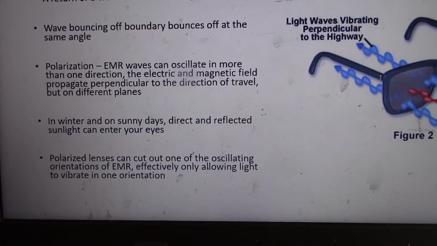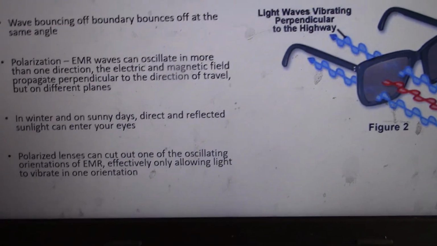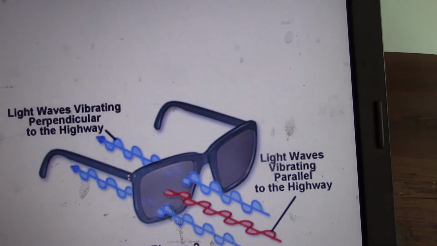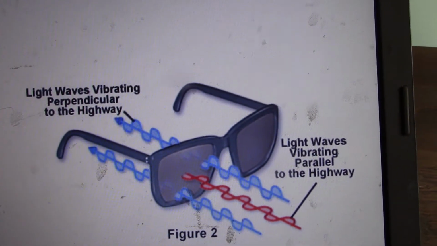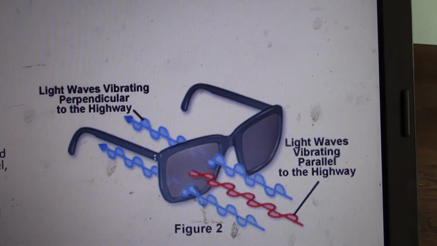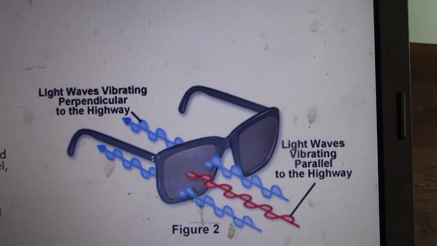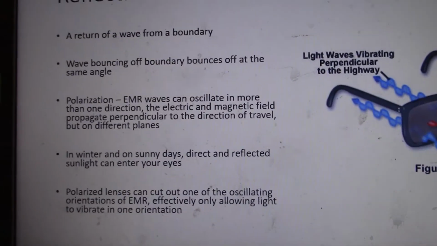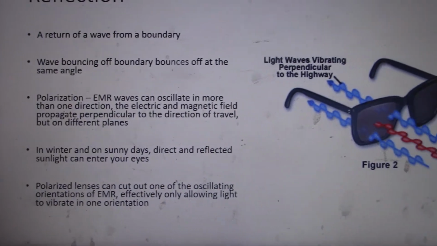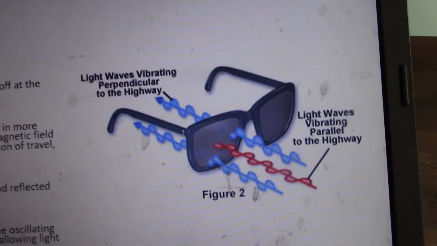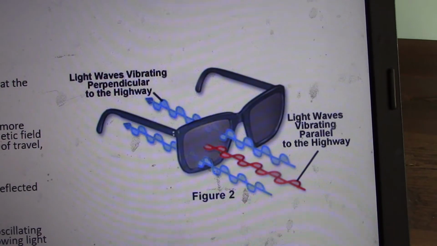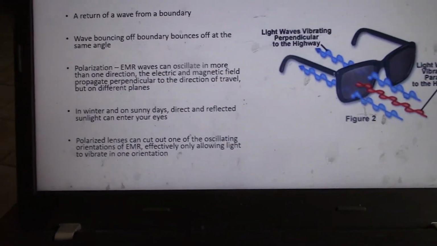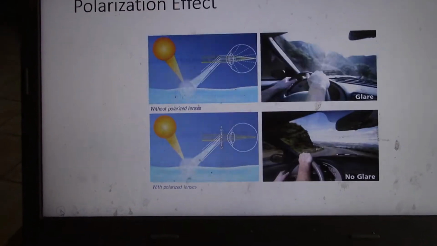Right, so in winter and on sunny days, direct and reflected light can travel into your eyes. This is why we have polarized lenses, because what polarized lenses do is they block out either the magnetic or the electric field in one orientation. So it'll only allow half of the EMR to come in, because you'll block out one of them in a certain plane. Okay, so that's why it's good in the winter and in the summer, but particularly in the winter, to have driving sunglasses.